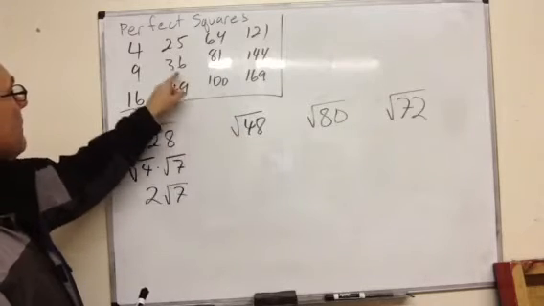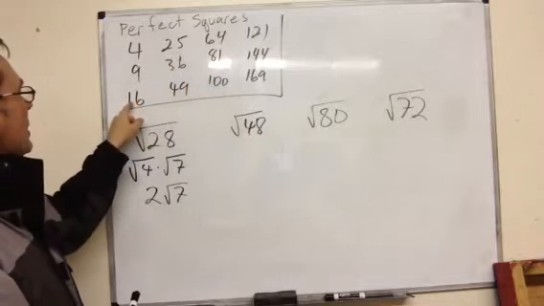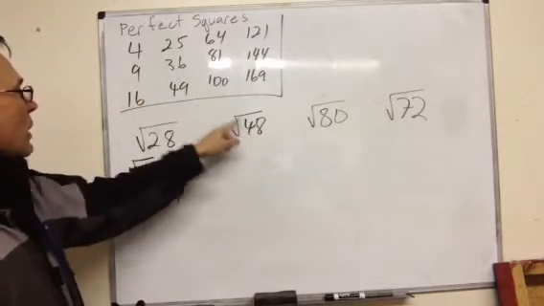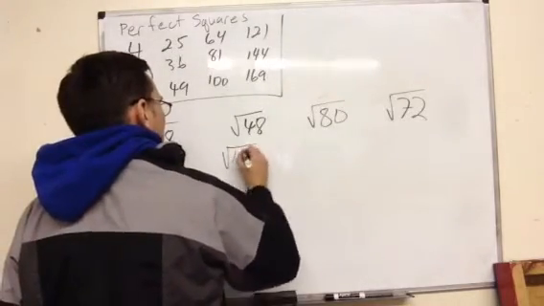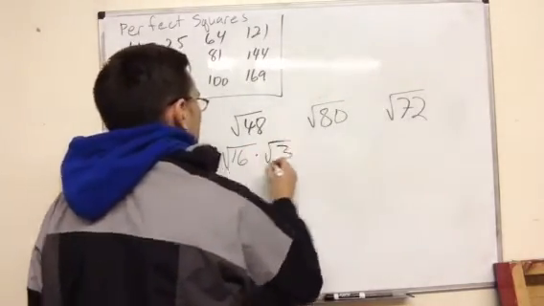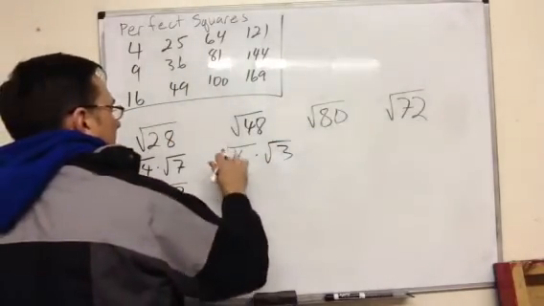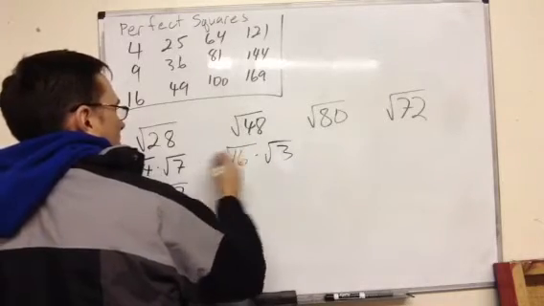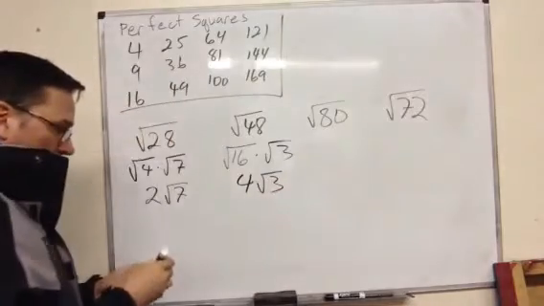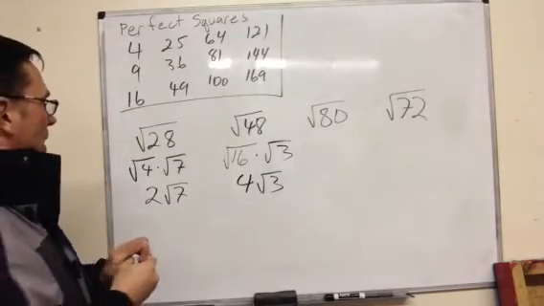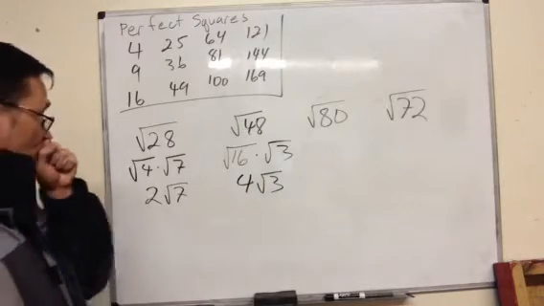Let's look at 48. 36 doesn't work. 25 times 2 is 50, too much. But if I use 16, 48 divided by 16 is 3. We can rewrite this as the square root of 16 times the square root of 3. We know the square root of 16, or maybe you do, maybe you don't, but I know it, that it's 4. We end up with 4 times the square root of 3. Also remember, these are multiplied together. It's 4 times that square root.